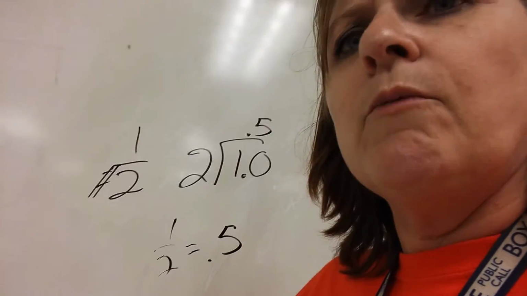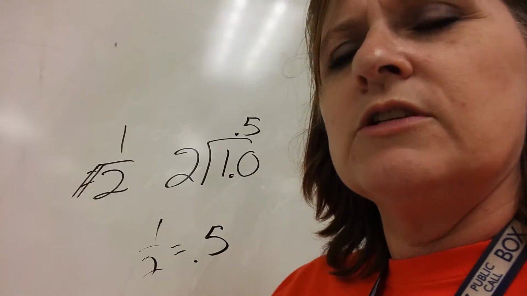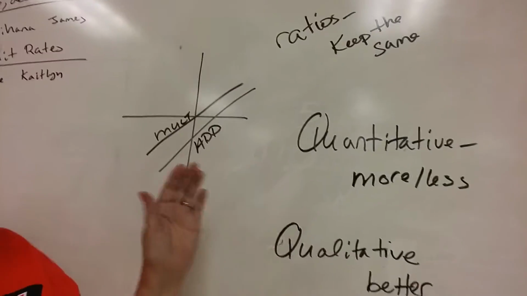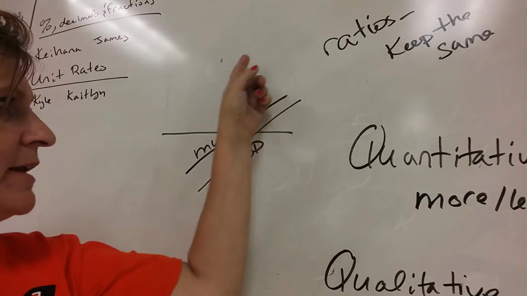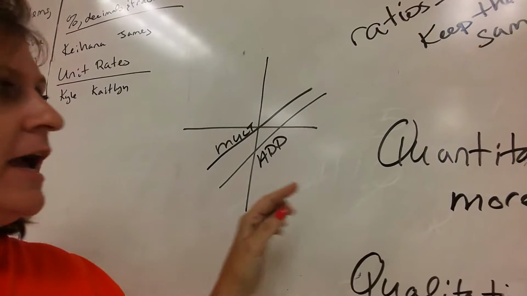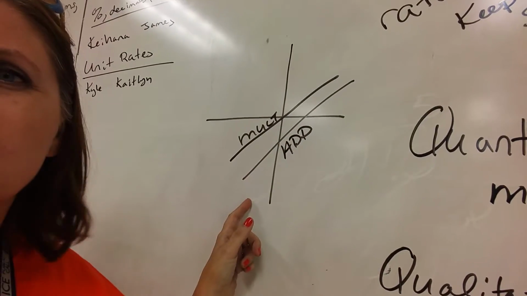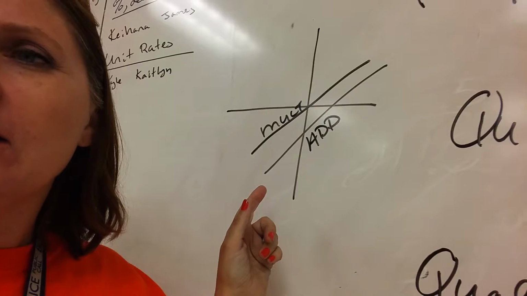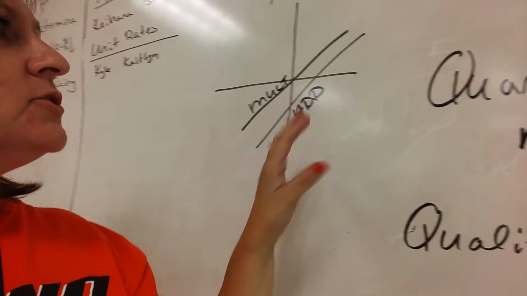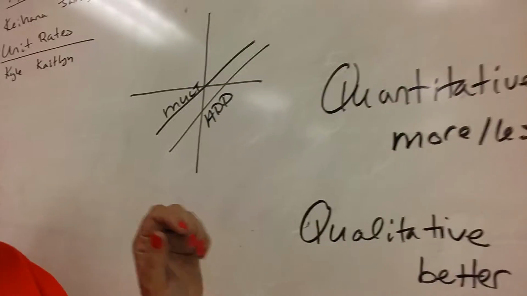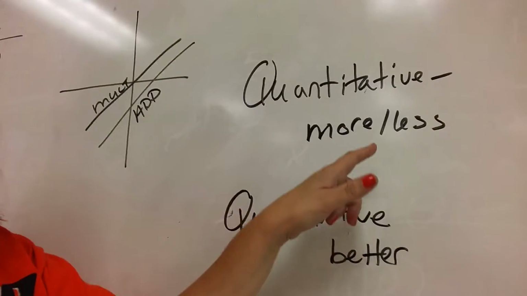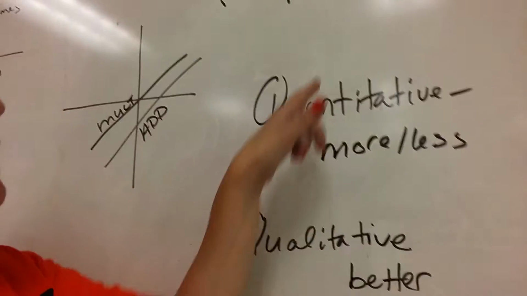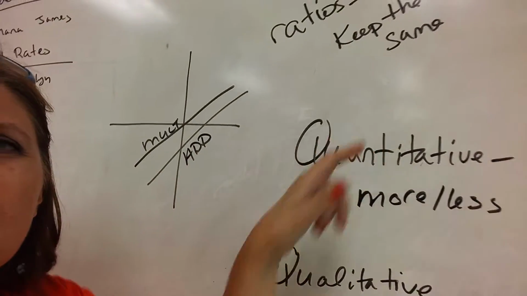So what I want you to do is write some stuff down on your paper so you're successful on your test. Okay, guys, so this is what I want you to write on your paper. First, I made a little miniature graph. I just made a bar this way and a bar that way. And then I went across the y-axis and I wrote additive or add. And across the origin, I wrote MULT for multiplicative. So that's going to kind of help us with our additive and multiplicative. I also wrote quantitative is more or less, and qualitative is better. And then the last thing I wrote is ratios keep the same.